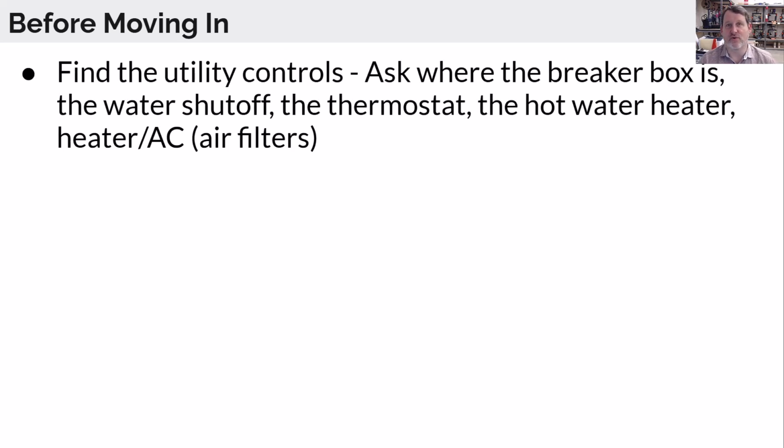Find your utility controls. Where's the shutoff for the gas and the water in case there's an emergency or a pipe breaks and water is pouring out into the wall? You should know where at least the water shutoff is. Or if you smell gas, you should know where the gas shutoff is if it's accessible to you. If not and you smell gas, get out of the place and call the gas company. They'll send someone to help.